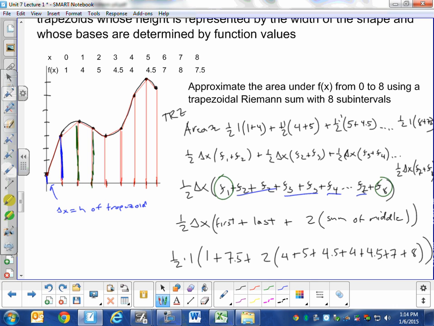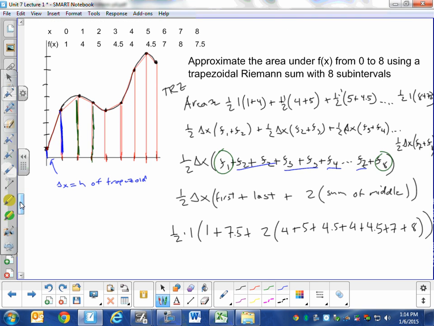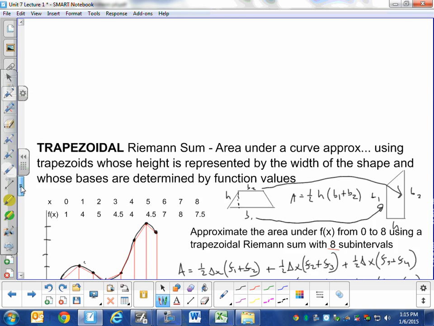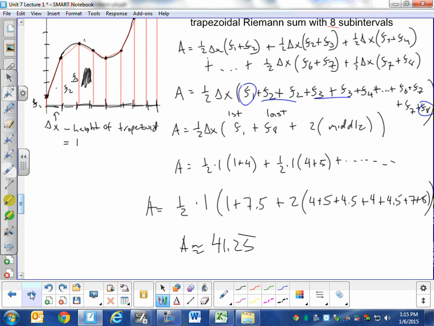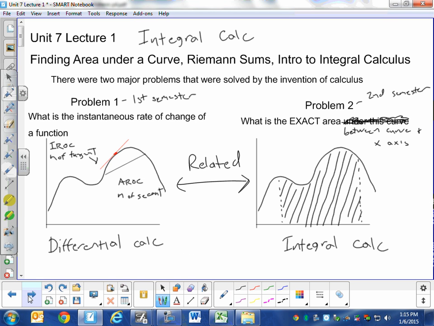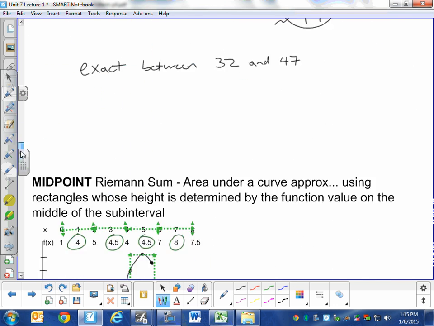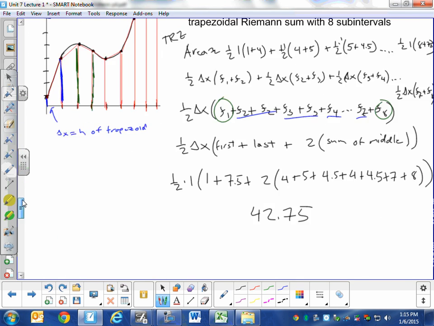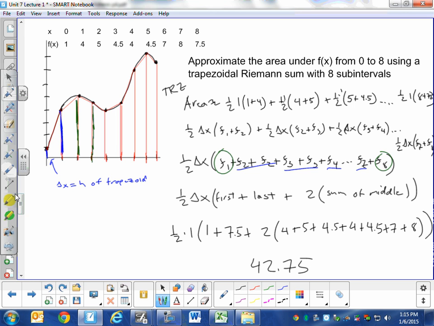So, did anybody do that? Yeah, 42.75 or something like that? Yeah. Cool. I think that's what they got last. Oh, 41.25 is what they got. Maybe I forgot a number or two in the last class. Who knows? That looks good. 4.5, 4.5, 4.5, 7, 8. Okay, good.